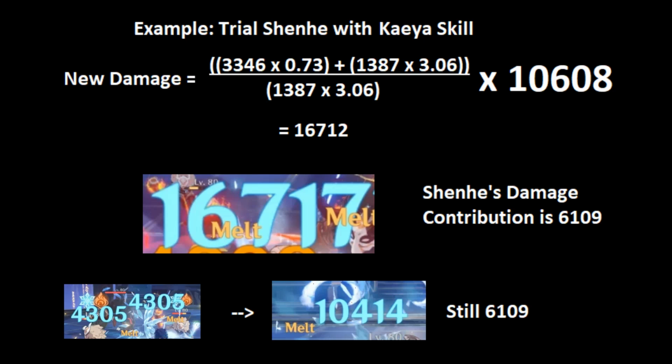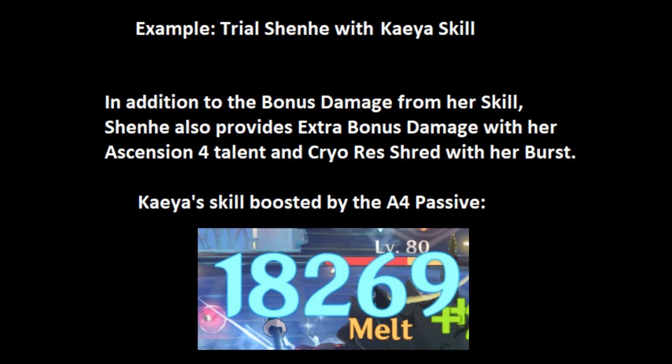So you only need to calculate this number once for whatever you're looking for, and that number will stay consistent across all the types of damage that you're doing. In addition to the bonus damage from her elemental skill, Shenhe also provides extra bonus damage due to her Ascension 4 passive and her burst giving cryo resistance shred. I avoided using either of those in this example, so we can keep the numbers simple, but if you do use these, then your numbers will be higher in a practical setting.